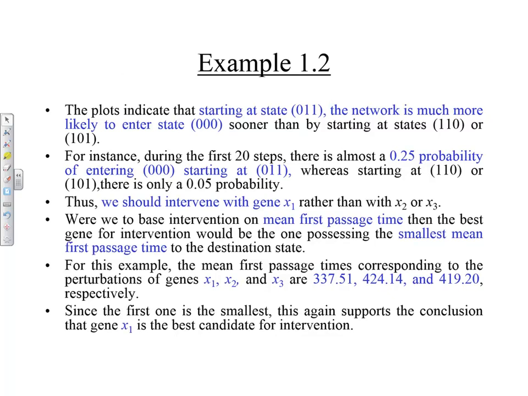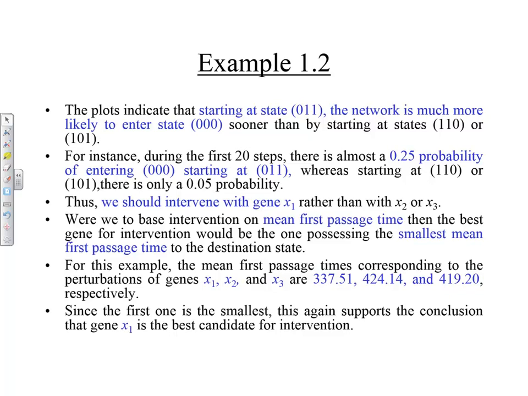So the plots indicate that starting at state 0, 1, 1, the network is much more likely to enter state 0, 0, 0 sooner than by starting at states 1, 1, 0 or 1, 0, 1. For instance, during the first 20 steps, there is almost a 0.25 probability of entering 0, 0, 0 starting at 0, 1, 1, whereas starting at 1, 1, 0 or 1, 0, 1, there is only a 0.05 probability. Thus, we should intervene with gene x1 rather than with x2 or x3.